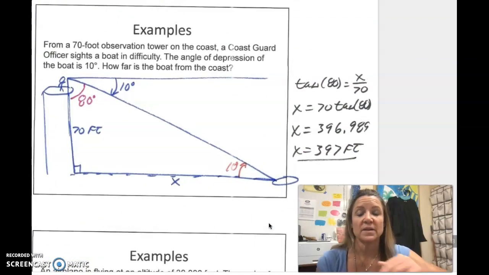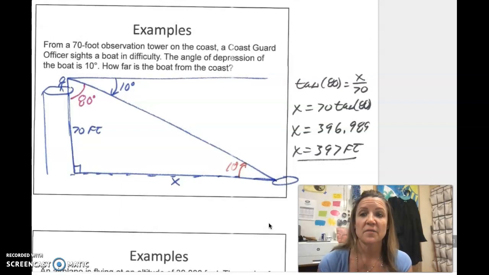All right, let's look at one that's a word problem. It says, from a 70-foot observation tower on the coast, a Coast Guard officer sights a boat in difficulty. The angle of depression of the boat is 10 degrees. How far is the boat from the coast?